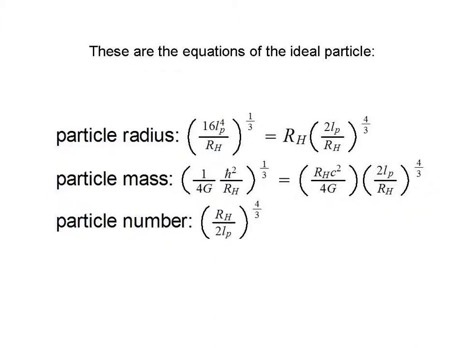These are the equations of the ideal particle. Again, I'll refer you to the paper on the origin of matter for further detail on how these are calculated. But we get the ideal particle radius as the radius of the observable hyperverse times this factor here, 2Lp divided by r sub h to the 4/3 power. Particle mass is equal to the mass of the observable universe times that same conversion. And the number of ideal particles would be r sub h divided by 2Lp to the 4/3, which is about 10 to the 81.